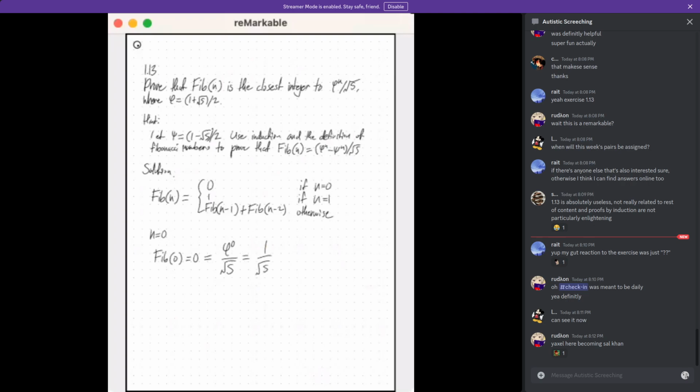Is this the closest integer to 1 over radical 5? I think so, right? So this is approximate, actually, right? Yeah, 1 over radical 5, I'd say, runs down to 0.